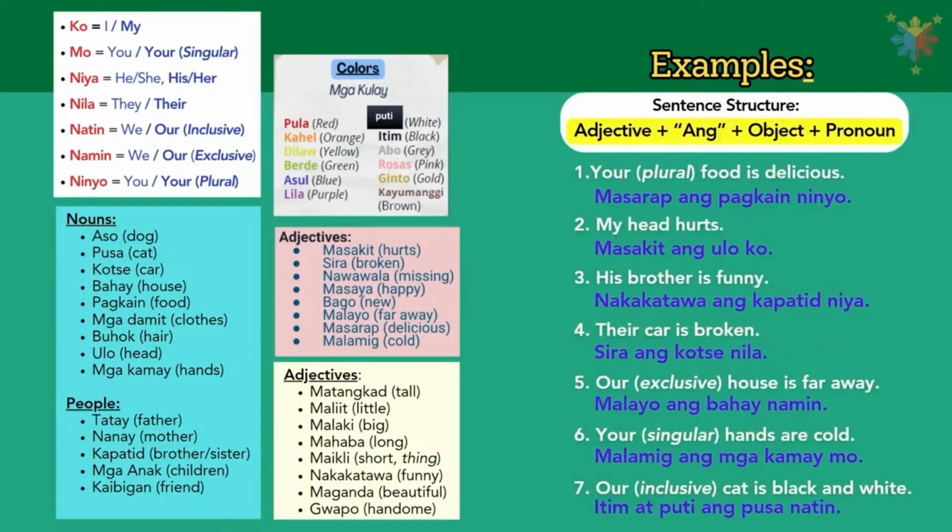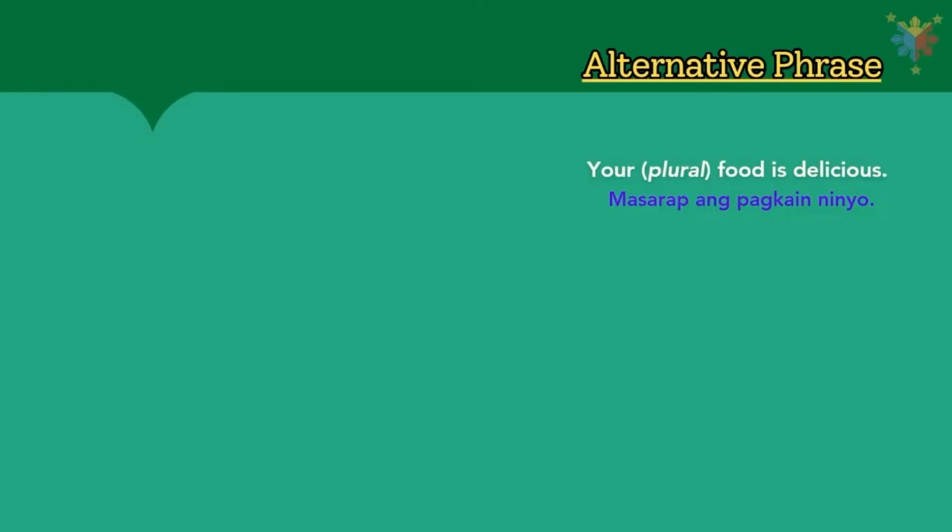All right, so here are the examples we just did, and I want to take a closer look at number 1. Your food is delicious. And you can say it in an alternative way. We just learned, masarap ang pagkain ninyo. Adjective comes first, then it's the object, then it's the possessive pronoun. That's the sentence structure we just learned.